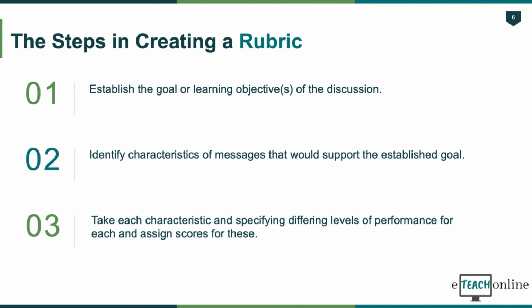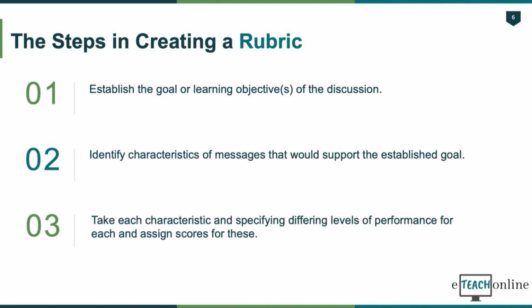Thus, the second step in developing a grading rubric is to identify characteristics of messages that would support the established goal. For example, a discussion rubric aimed at encouraging successful argument might identify such things as clear statement of position, identification of points of agreement and disagreement with previous postings, logical arguments, and so on as characteristics to be evaluated. The third and final step in rubric creation involves then taking each characteristic and specifying differing levels of performance for each and assigning scores for these.